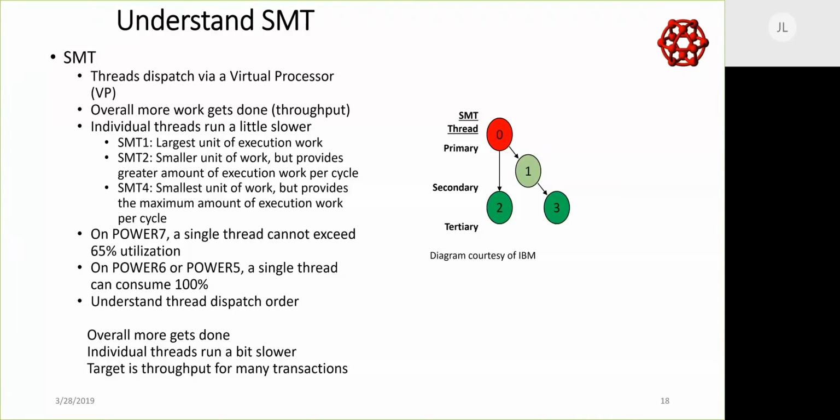So the key thing to remember about SMT is that it's all about throughput and getting as much workload through. Think of it as like a multi-lane highway versus one of those express lanes, where, you know, in that express lane, if someone has an accident, nobody's going anywhere. In the multi-lane highway, if there's an accident in one lane, everybody else can still keep working.